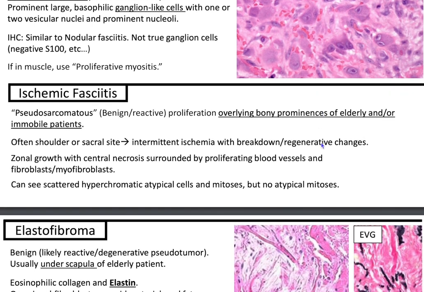Ischemic fasciitis, this is a pseudosarcomatous, benign reactive proliferation overlying the bony prominences of elderly and/or immobile patients. It's often in the shoulder or sacral sites, and you'll have intermittent ischemia with breakdown and regenerative changes. You'll see zonal growth with central necrosis surrounded by proliferating blood vessels, fibroblasts, and myofibroblasts. You can see scattered hyperchromatic atypical cells and mitoses, but no atypical mitoses.